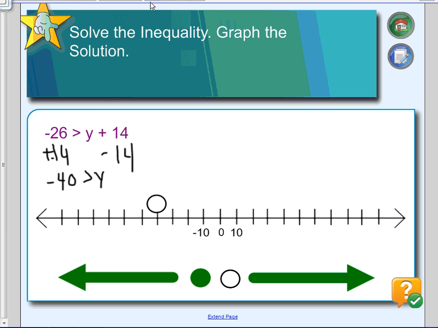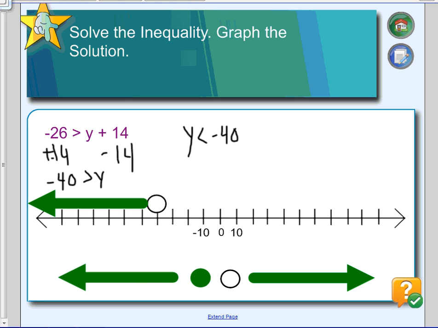If you were to rewrite this problem with the variable on the left side, it would look like this. The reason I'm pointing this out is because it really does depend on which way your arrow is pointing. If your arrow is pointing the wrong way, then your entire problem will be wrong. So in this case, we're talking about all the numbers less than negative 40, so my arrow is going to face this way.